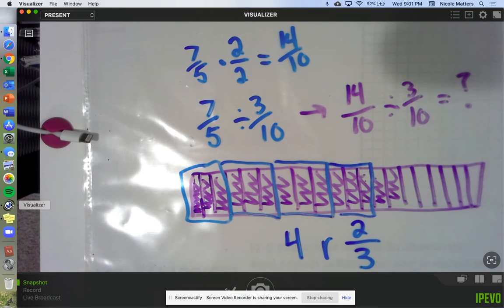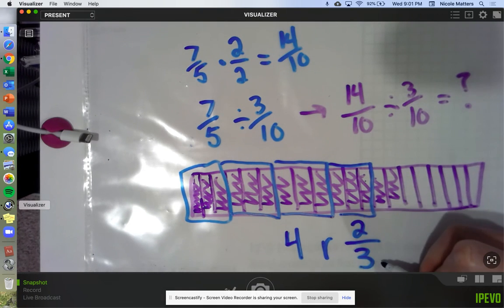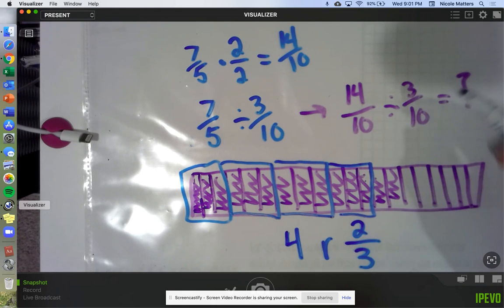I can double check that. The denominator of my remainder should also be the numerator of my divisor. And that all checks out.